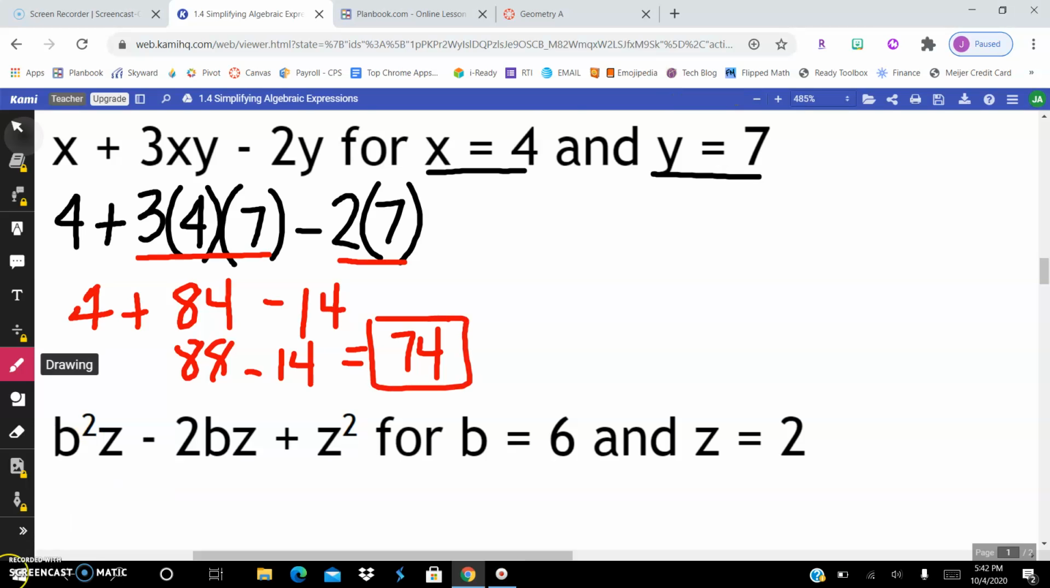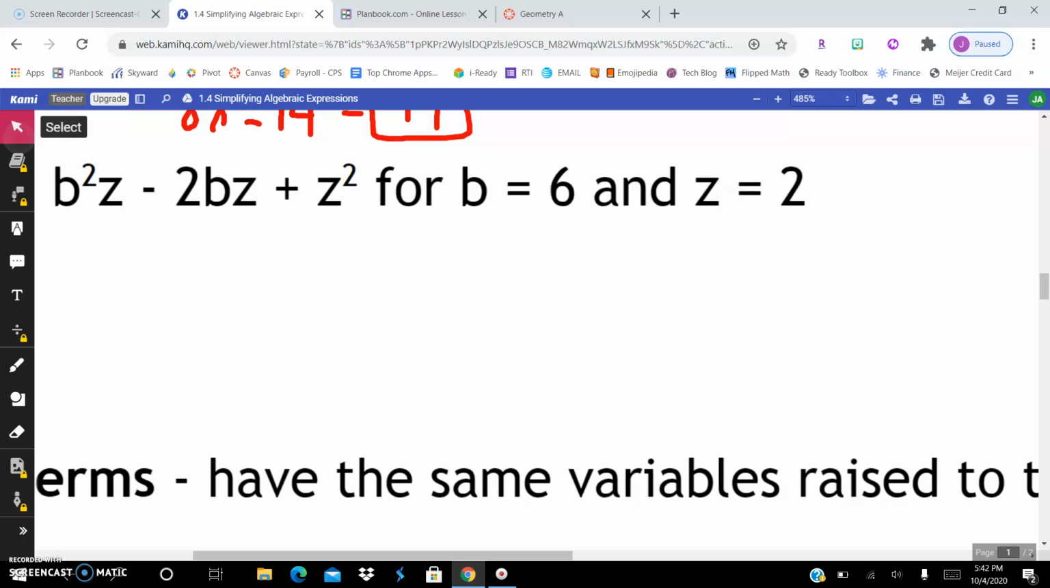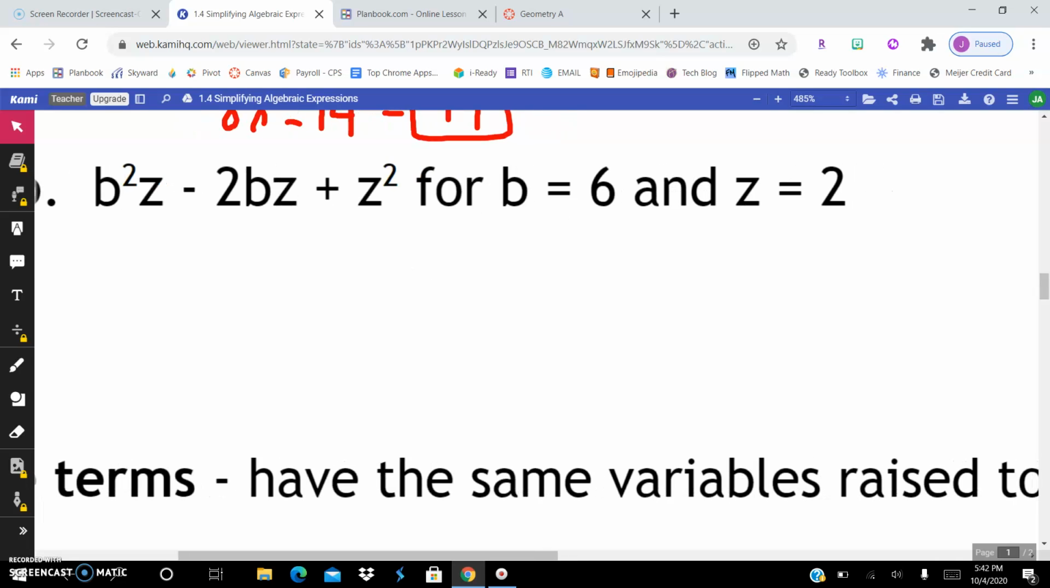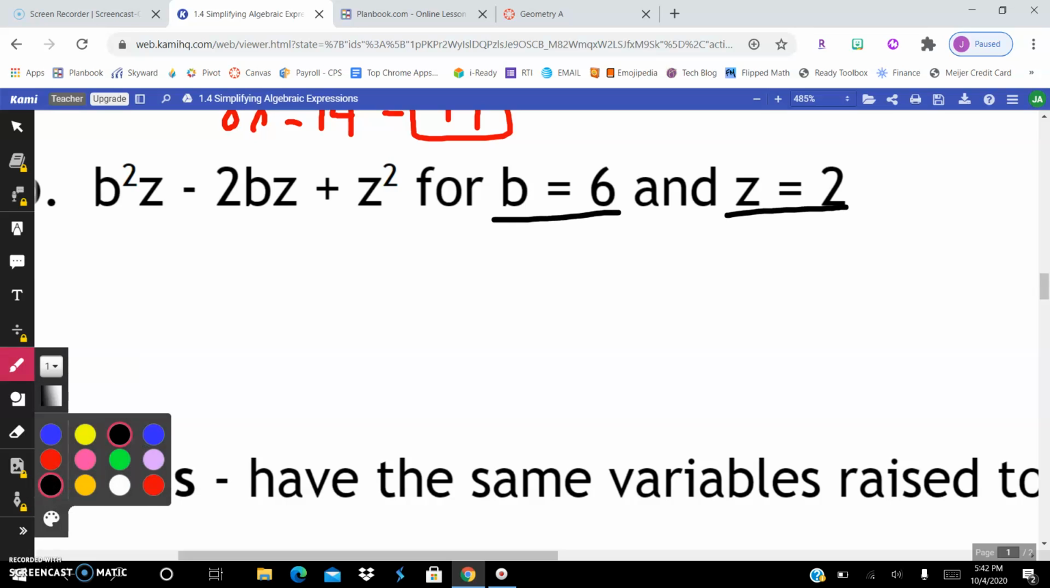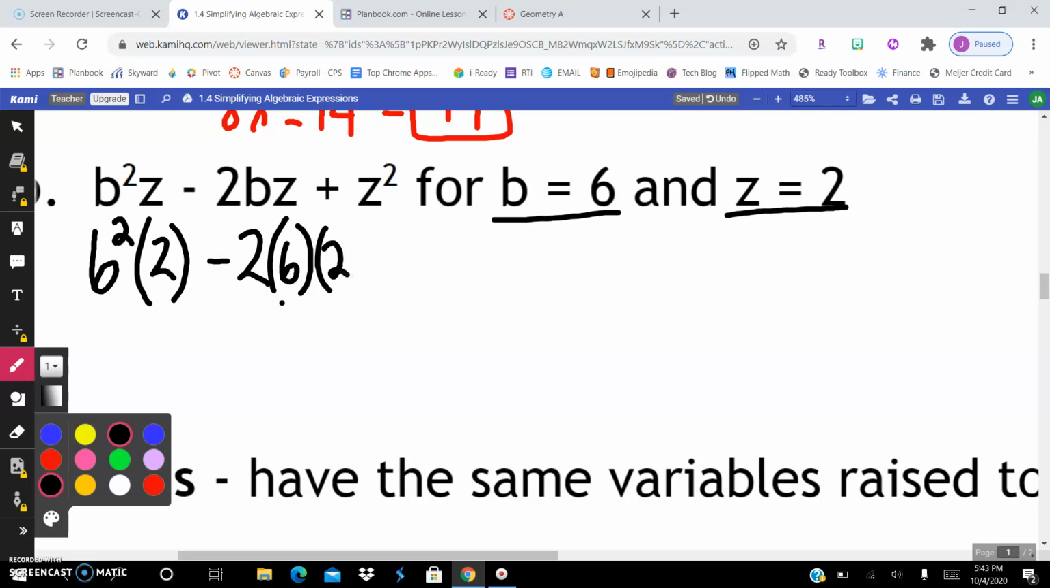And then for our second part of this question, we have b squared times z minus 2bz plus z squared, for b is 6 and z is 2. So we're going to go through and plug in all the numbers we know. Anywhere there's a b, we are going to put a 6, and anywhere there's a z, we're going to put a 2. So 6 squared, z is 2, minus 2 times 6 times 2 plus 2 squared.